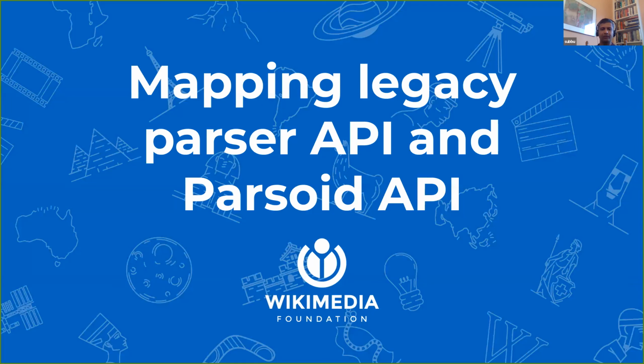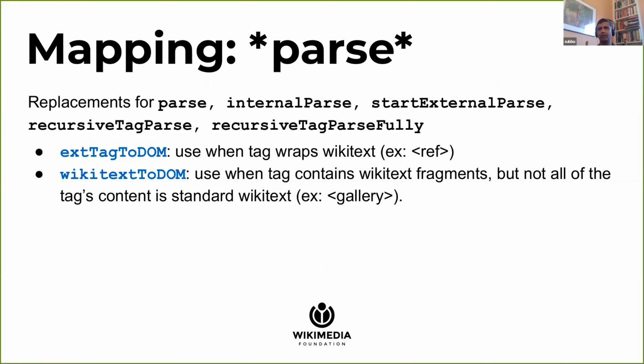So now that we looked at a couple of examples, let's broadly look at how the APIs map. If you've been using the various parse methods currently, there are a whole bunch of those you might be using with the current parser, like parse, internal parse, and so on. All of those are pretty much handled by these two methods, extension tag to DOM or Wikitext to DOM. Those are pretty much identical. They're not substantially different. The only difference is the use case where you need to use it.